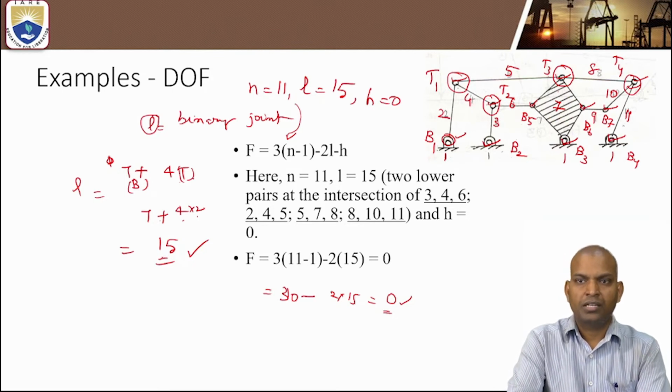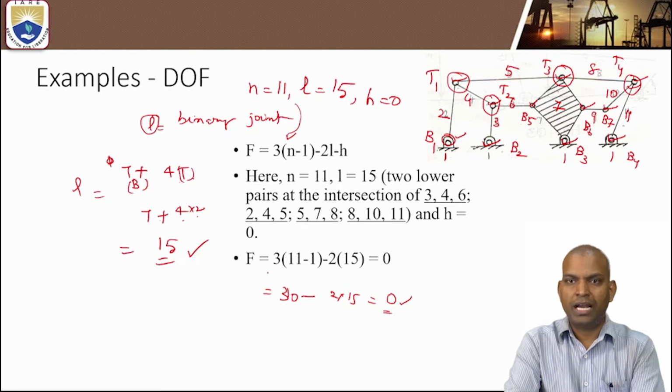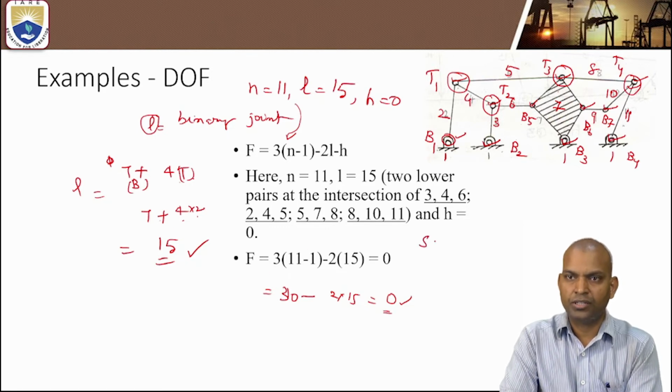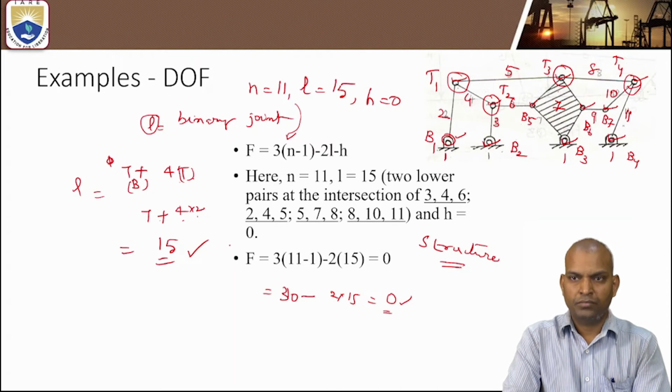That means there is no transfer of motion. There is no motion in this, even if we apply motion. This type of mechanism is known as a structure. If the degree of freedom equals 0, then that mechanism is called a locked system or structure.